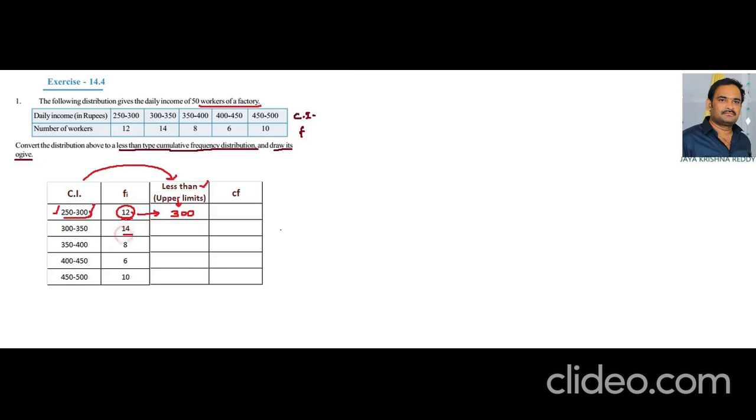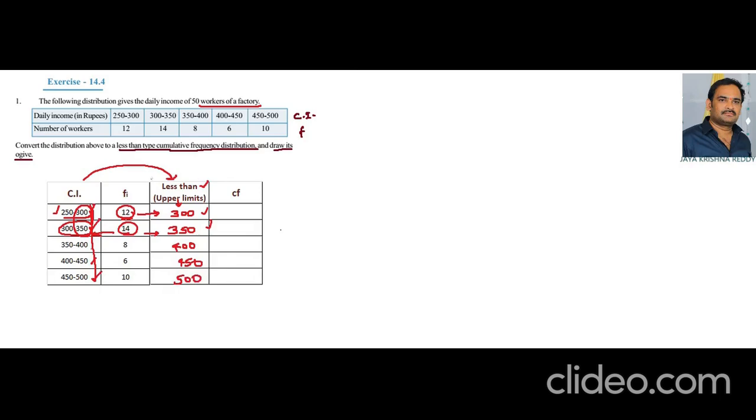For the next class also, 14 workers are there. The daily income of these 14 workers lies between 300 and 350, that means less than 350. Here we write 350. Observe that 300 and 350 are the upper limits of the class intervals. So in this column we write the upper limits of the class intervals. What is the next upper limit? 400, and the next upper limit is 450, and the next is 500.